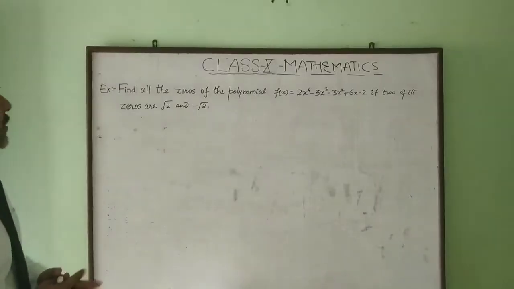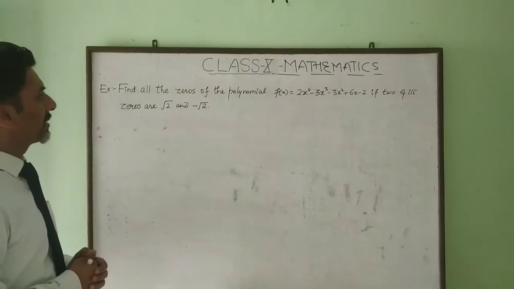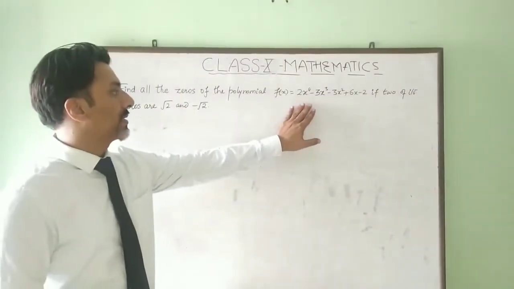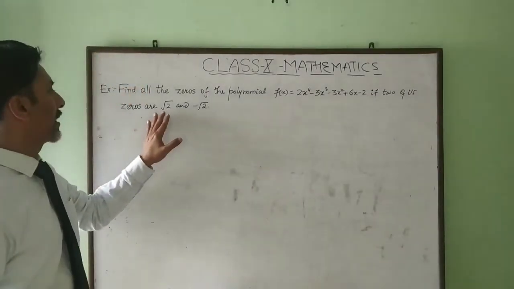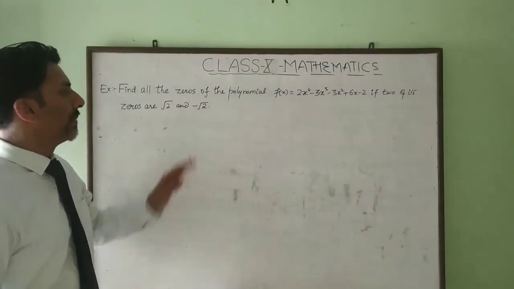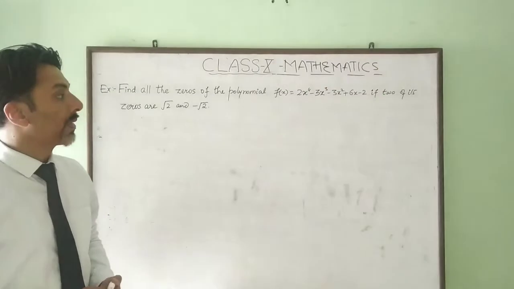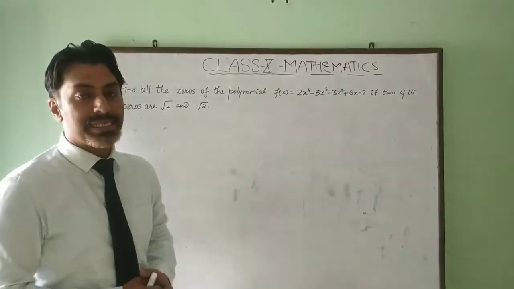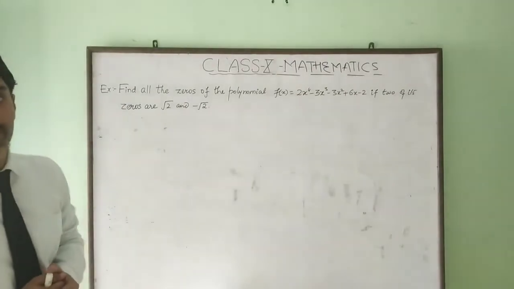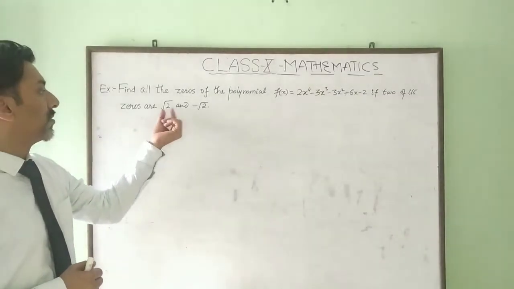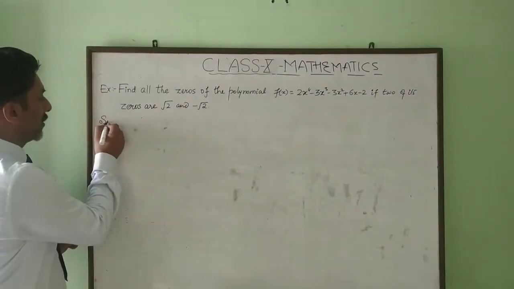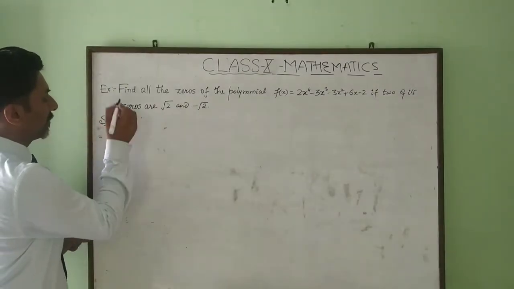Our next example is find the zeros of the polynomial f(x) if two of its zeros are root 2 and minus root 2. Now since it is a biquadratic polynomial, it will have 4 zeros. 2 of its zeros are given. Now let me go with the solution part.